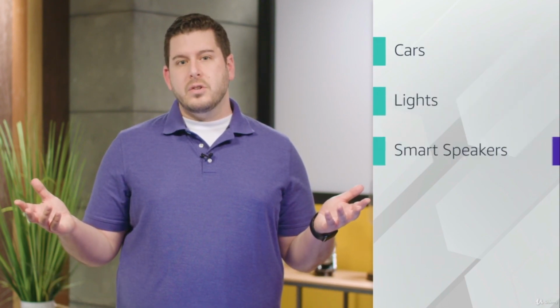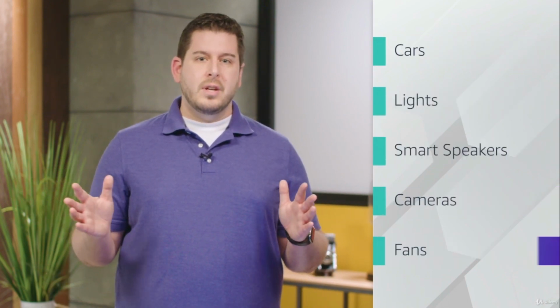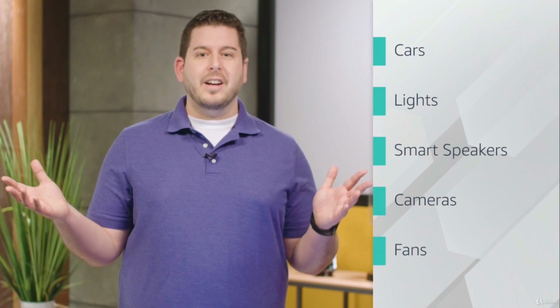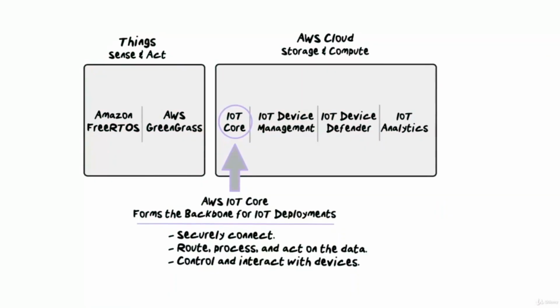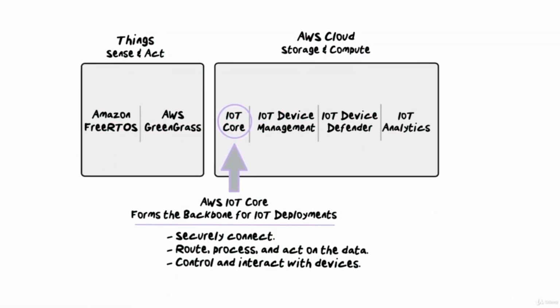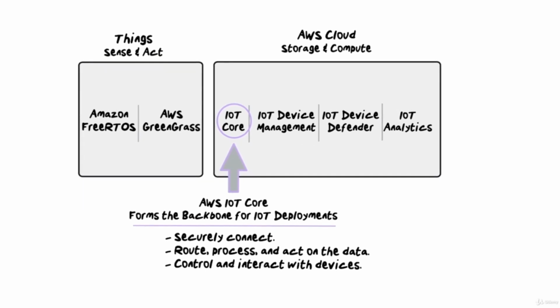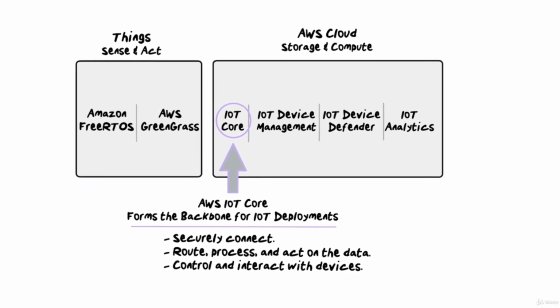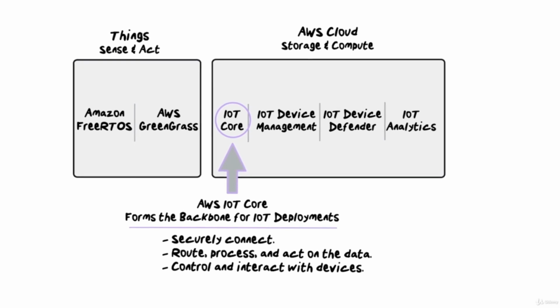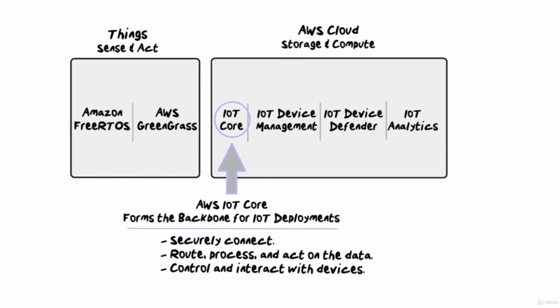Hi, Adam here. This module covers AWS IoT Core, which is a managed service that allows connected devices like cars, lights, smart speakers, cameras, fans, and really any other item you'd like to connect to easily and securely interact with cloud applications and other devices. AWS IoT Core can support billions of devices and trillions of messages, and can process and route those messages to AWS endpoints and to other devices reliably and securely.